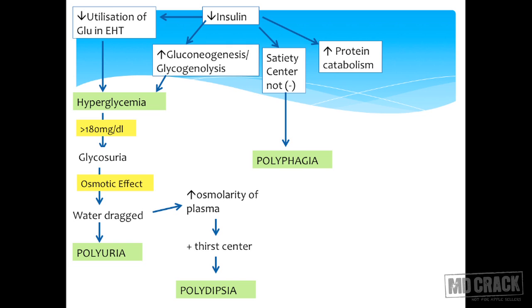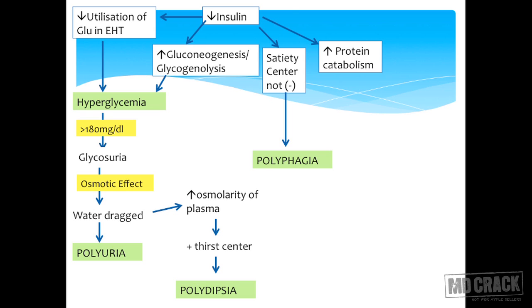At the same time, when there is decreased insulin, what else is happening? Insulin is required for protein anabolism, that is protein formation. So when there is decreased insulin, it will lead to increased protein catabolism. When insulin is not there, protein catabolism will increase.